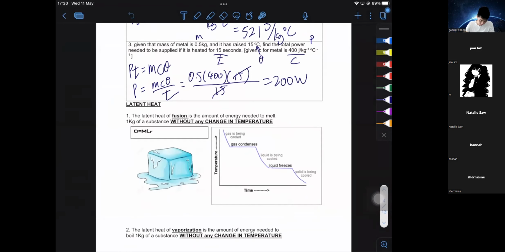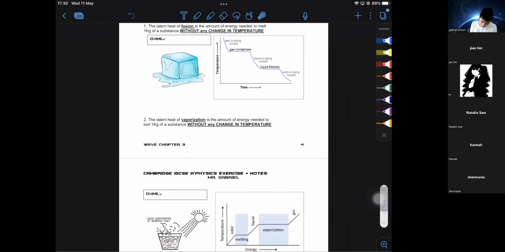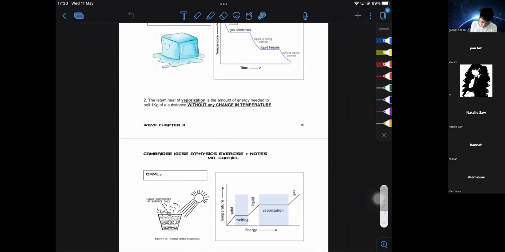So if you look at these statements here, it is essentially what I talked about in word format. The latent heat of fusion is the amount of energy needed to melt 1 kg of substance without any change in temperature. Latent heat of fusion, Q equals mLf. You can draw an opposite graph as well, one that is going down, or one that is going up, which is the latent heat of vaporization. Latent heat of vaporization is the amount of energy needed to boil 1 kg of a substance without any change in temperature. Q equals mLv. It will be the exact same graph, just in the opposite direction.